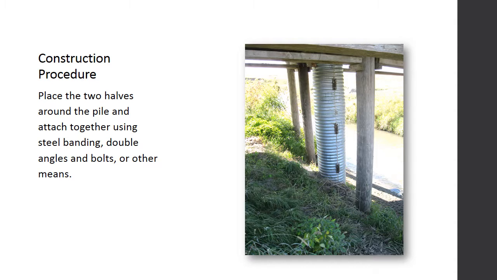Place the 2 halves around the pile and attach together using steel banding, double angles and bolts, or other means. Depending on the location of the deterioration or damage, the CMP may rest on the ground below, which acts as a form for the bottom of the cast. A means for holding the CMP in place prior to and during filling should be devised.